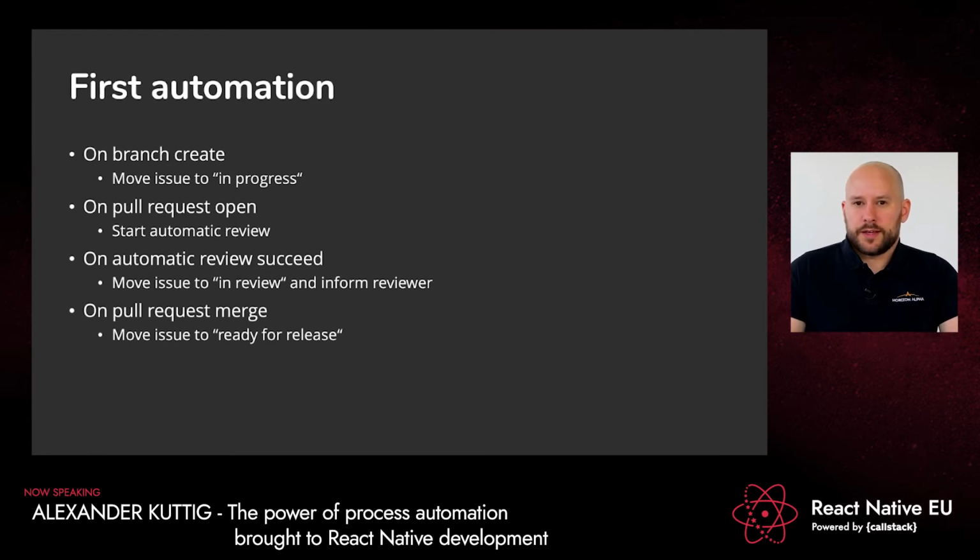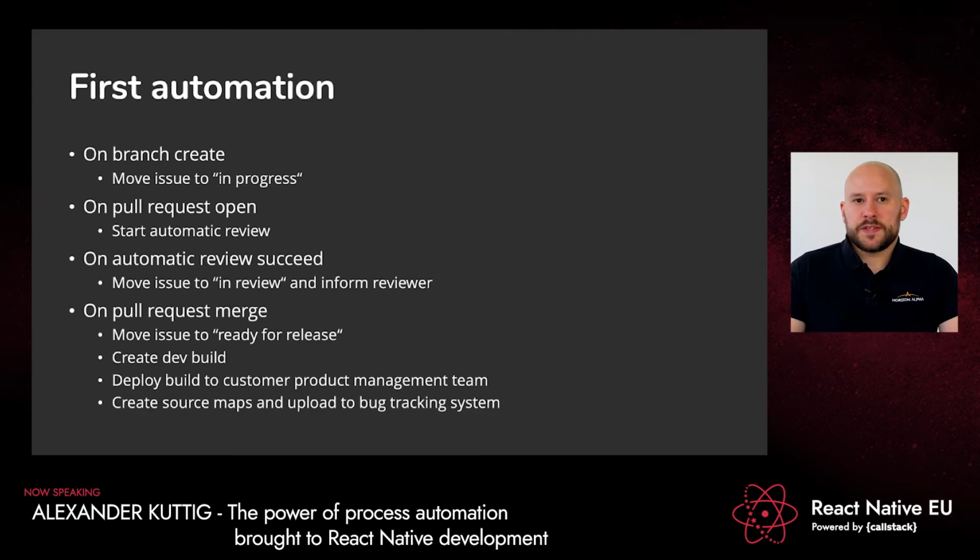When the pull request is merged, we move the issue to the ready for release column. So again, I can see where the project stands on one side. And we do another thing here automatically. We create a dev build and we deploy the dev build to our customer's product management team. This is very cool because the customer can start testing immediately when we are finished with developing the feature, and he can give us some feedback, and I don't have to give him the test builds manually.